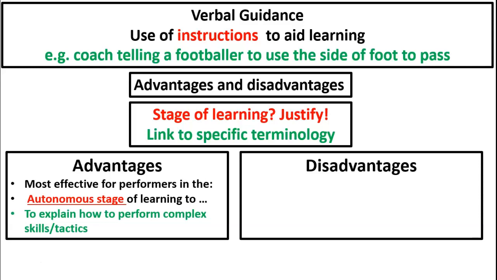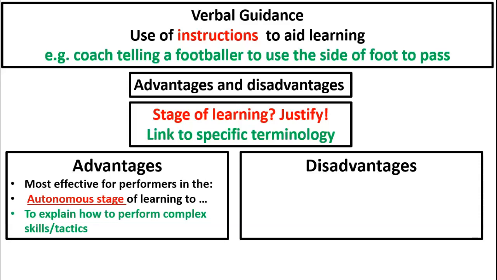So it allows them to talk about tactical points. For example, it might involve specialist terminology such as pressing in hockey. So how they're going to press high in hockey, how they're going to squeeze to one side, and because you can use technical verbal terminology, it allows you to explain to autonomous performers how to perform those in-depth or complex tactics. So if that's our key advantage, that is why it is considered most effective for the autonomous stage of learning.